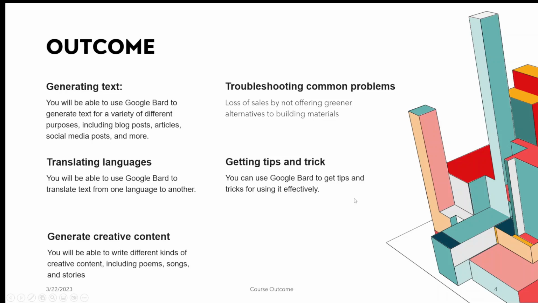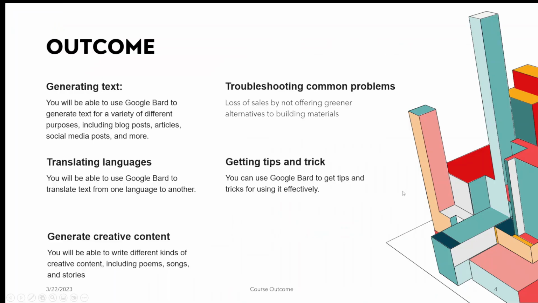The next part we'll be covering in this course is generating text. We can use Google Bard to generate text for a variety of purposes. We'll walk through how we can do a blog post, article, social media posts, and many more. And translating, you can use Google Bard to convert text from one language to another. Similarly, writing different kinds of creative content. The creative content can be poems, songs, stories, or probably translating songs from one language to another. Or similarly, you can write like a specific person. Those are some of the things you can do with this.